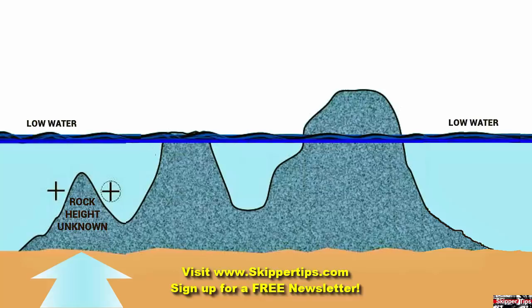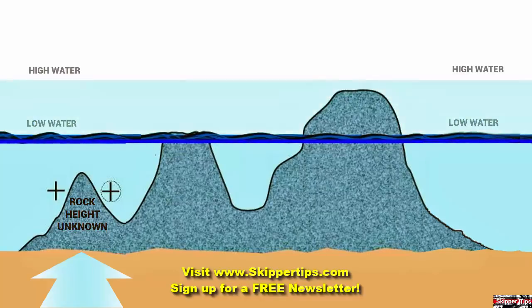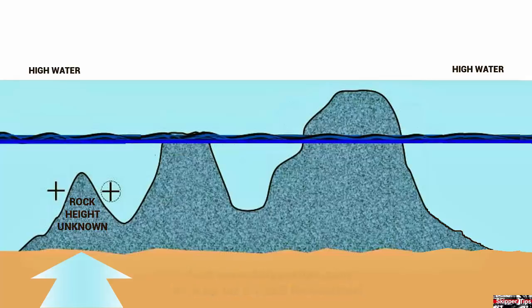At low stages of the tide, the rock will be hidden, and at higher stages of the tide, this rock will also be hidden. Keep clear of these dangerous rocks to avoid damage to your hull, keel, rudder, or propeller.